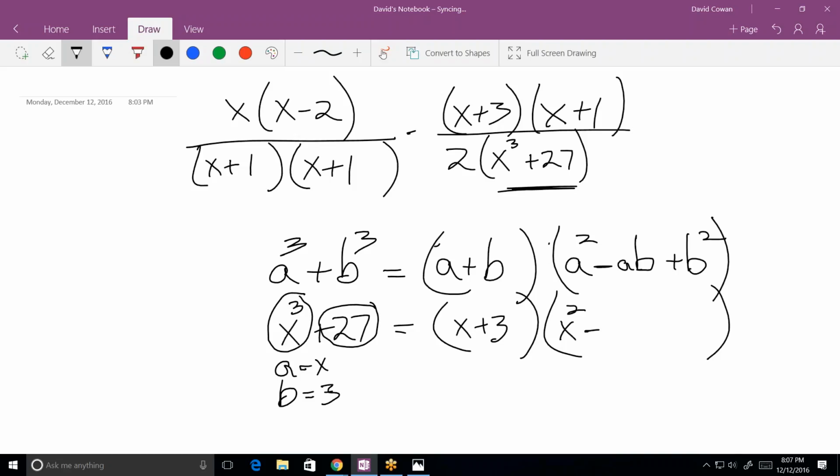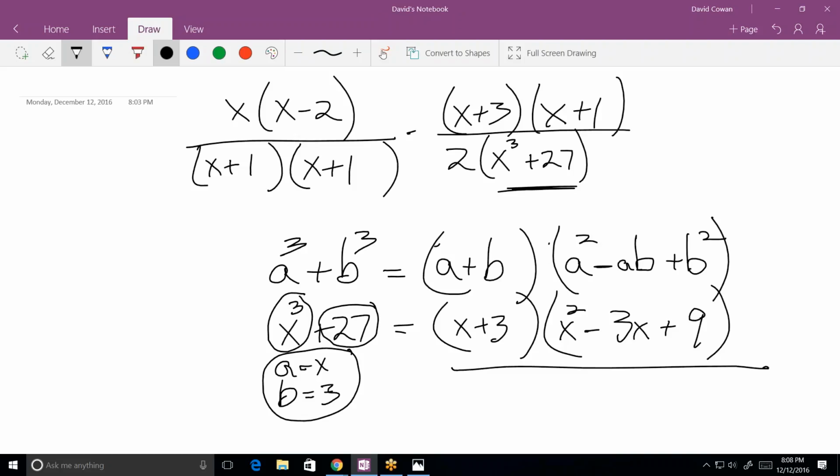So it'd be x squared minus... or minus 3. What's a times b? Wait. 27x. There's a, there's b. What's a times b? Oh, 3x. Yeah, my bad. And then it would be b squared, plus 9. Okay. So I'm going to replace that x cubed plus 27 with that.